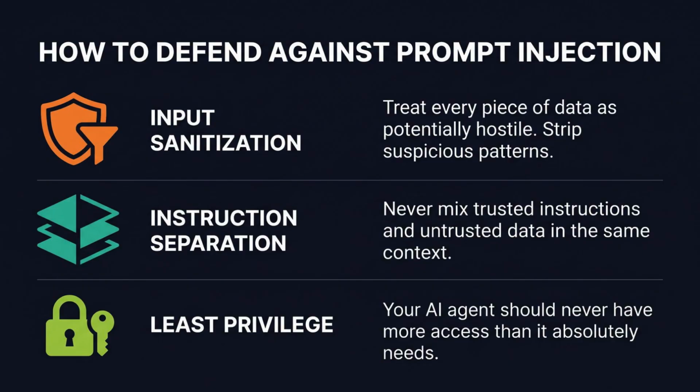Third, least privilege. Your AI agent should never have more access than it absolutely needs. If it only needs to read a document, don't give it write access to anything else. If an injection succeeds, the blast radius should be tiny.